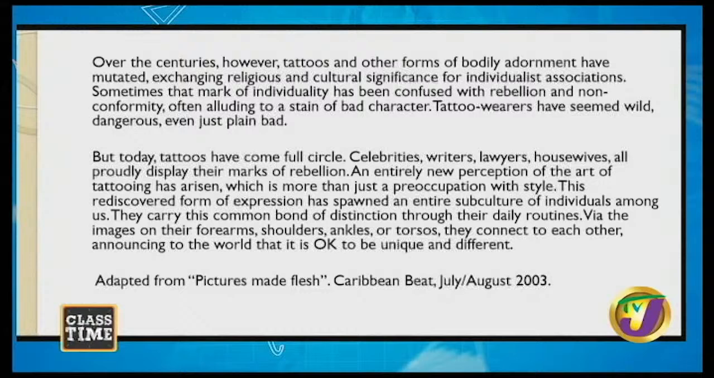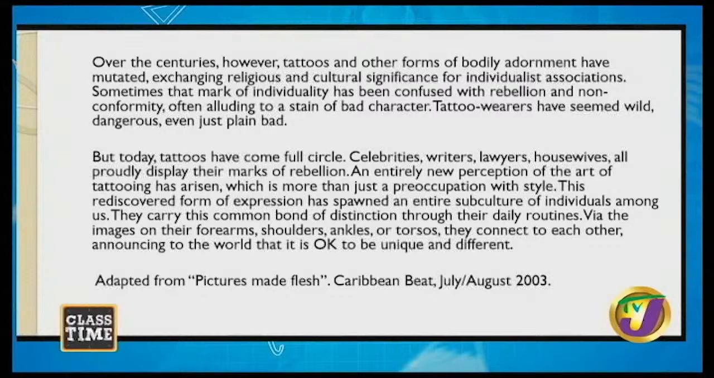Celebrities, writers, lawyers, housewives all proudly display their marks of rebellion. An entirely new perception of the art of tattooing has arisen, which is more than just a preoccupation with style. This rediscovered form of expression has spawned an entire subculture of individuals among us. They carry this common bond of distinction through their daily routines via the images on their forearms, shoulders, ankles, or torsos. They connect to each other, announcing to the world that it is okay to be unique and different.